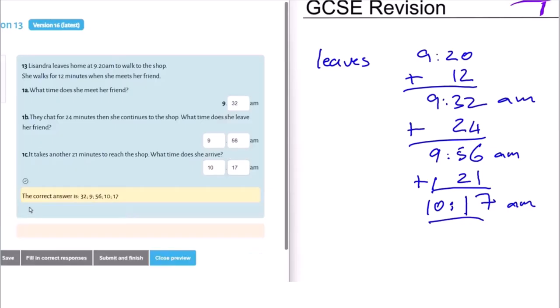And it tells me I'm correct. It gives me a little tick. So I'd get full marks for this question. So this is typical, and this here is typically how you would do it. Show your working out for these questions.